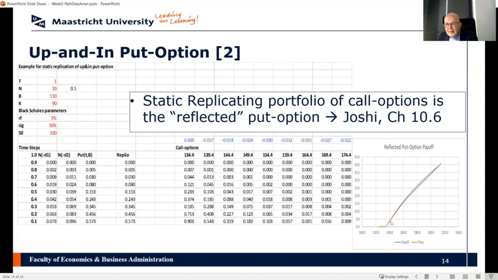And then you see that the blue line is the piecewise linear call payoff of the sum of all these call options. And then I know for this case, because I can have this reflected put option, as Joshi explains in chapter 10.6, the orange line is the true reflected put option. And we see that this replicating portfolio very closely follows this reflected call option as a sum of call options.